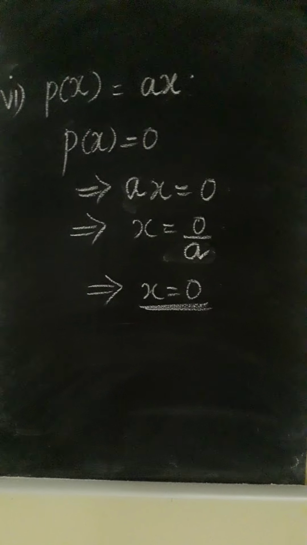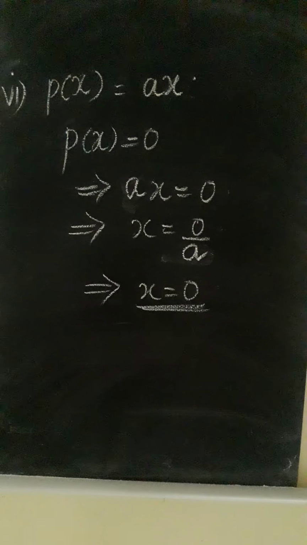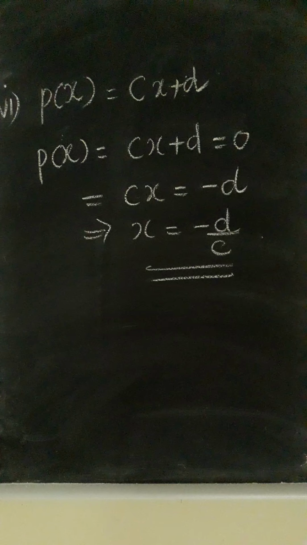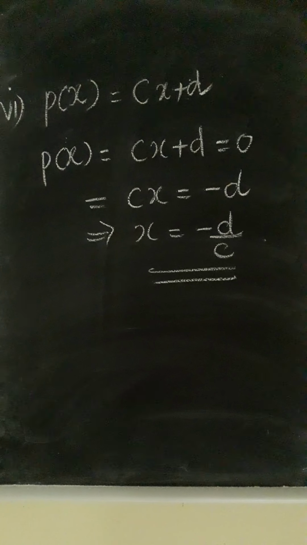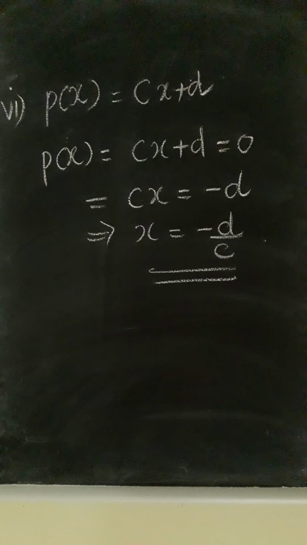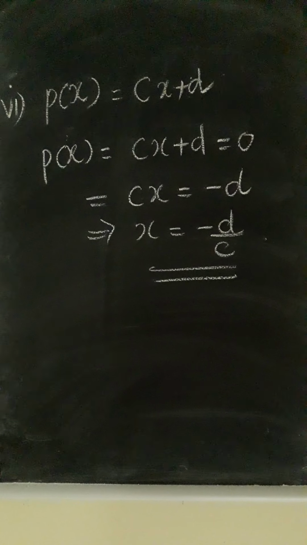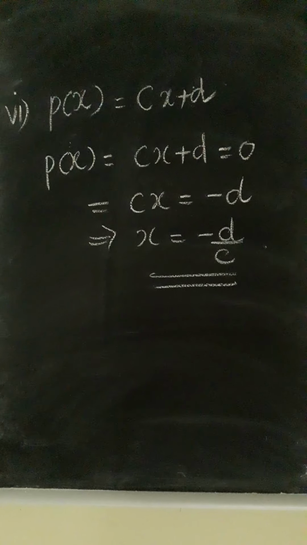Okay, and we are moving to the last question, the seventh one. P of x is equal to cx plus d. So P of x is equal to 0 implies cx plus d equal to 0. So cx is equal to minus d, when you transpose d to the right side it becomes minus d. So that x is equal to, what is that? Minus d by c. Okay, thank you.